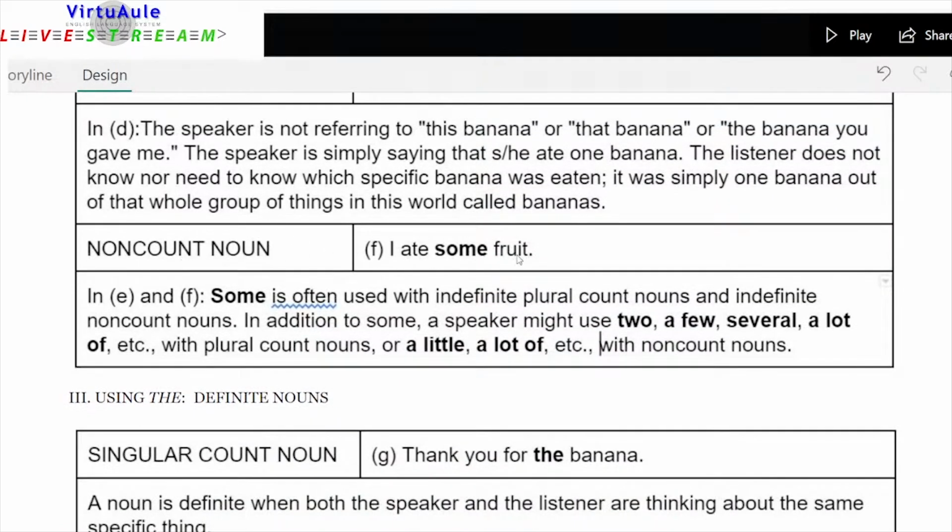Non-count noun: I ate some fruit. Some is often used with indefinite plural count nouns and indefinite non-count nouns. In addition to some, a speaker might use two, a few, several, a lot of, a load of, with plural count nouns, or a little, a lot of, etc., with non-count nouns. So, I ate some fruit. This is an indefinite non-count noun.